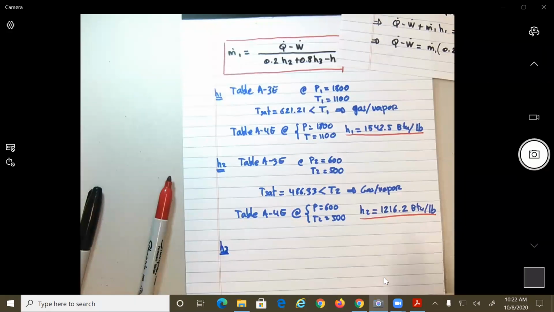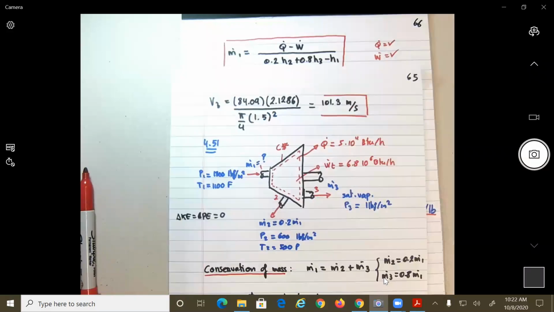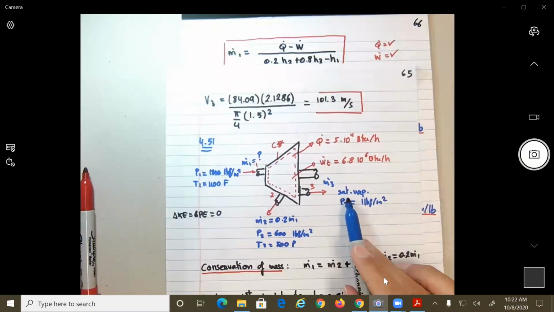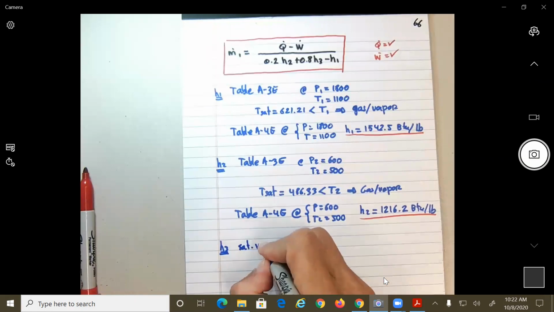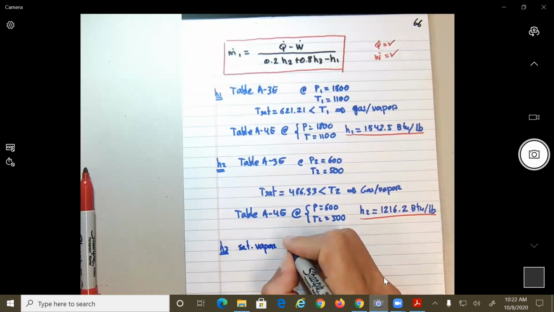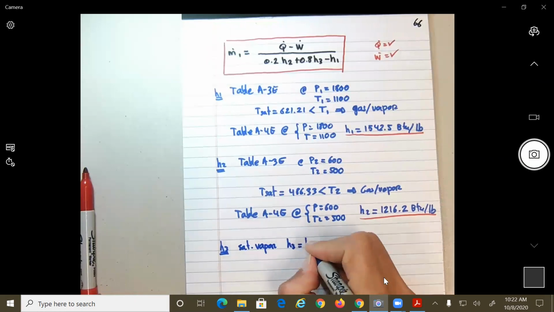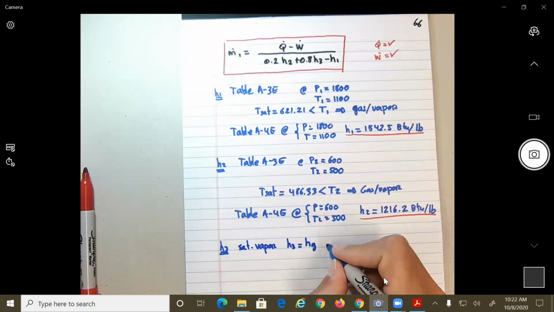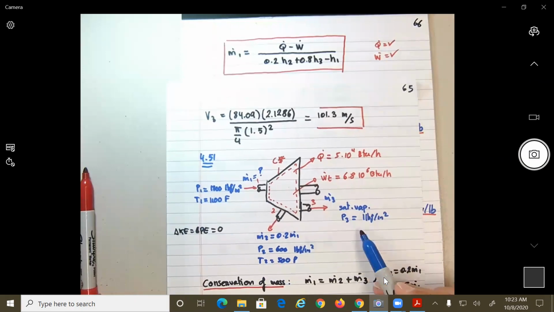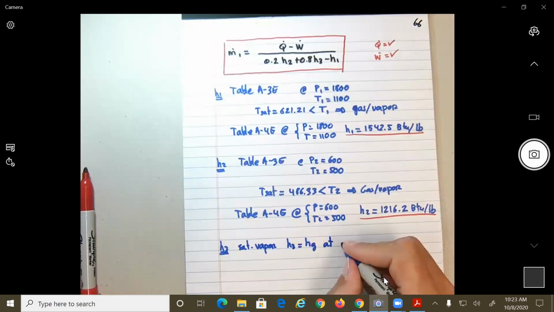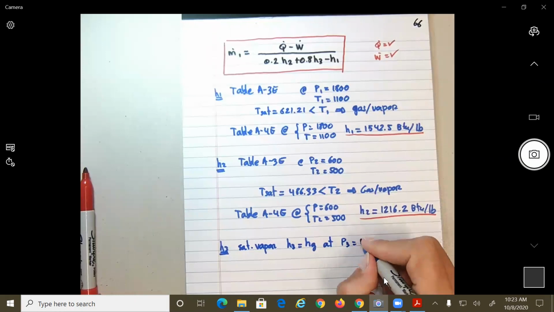Okay, and finally for H3, what do we know about H3? They're already telling us that it's saturated vapor. So if it is saturated vapor, it means that H3 is going to be equal to H gas at what pressure? You need to know two things. The first thing is that it's saturated vapor. The second thing you know is that it is 1 psi.